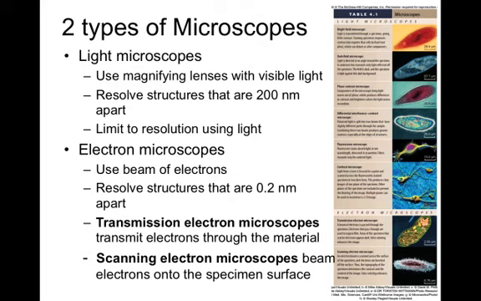In the second kind, the scanning electron microscope, the beams of electrons are shone on the surface of the specimen, and the electrons are reflected back from the surface, together with other electrons that the specimen itself emits as a result of the bombardment. These are amplified and transmitted to the screen. You can see a variety of images over here on the right using different types of microscopes. You'll notice that the ones with electron microscopes are very, very clear.